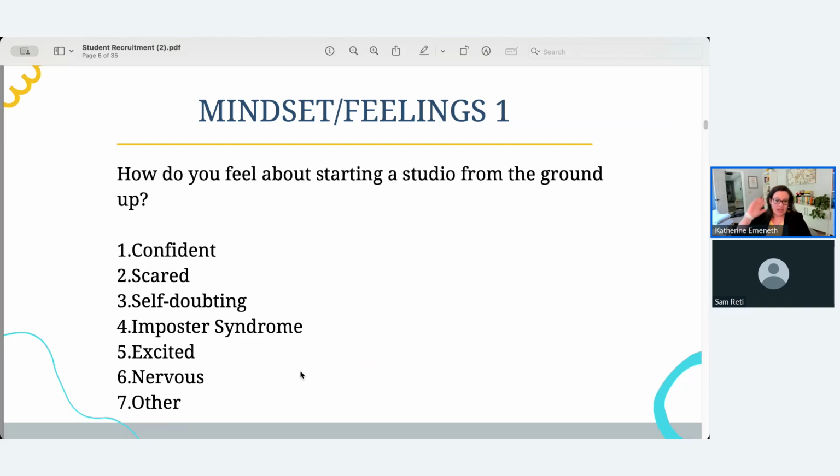For me, it was like 2 through 4 and 6, and a little bit excited about what if it did actually work. 4, 5, and 6. Yes, absolutely. Yeah, and so 2 through 4 and 5. So this is all very normal. These are all normal feelings that we have.